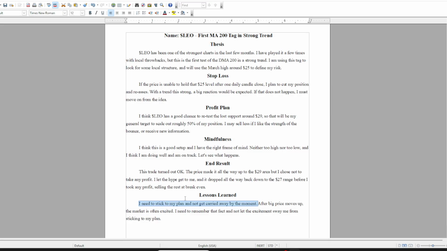After a big price move up, the market will get excited. Social media is excited. I need to remember that and not get swayed by the excitement or by other people and their emotions, right? I need to stick to my plan. So this is a good trade, explaining the trade idea, how it's defined, general profit plan, and then how it can go wrong and what the lessons may be from this.